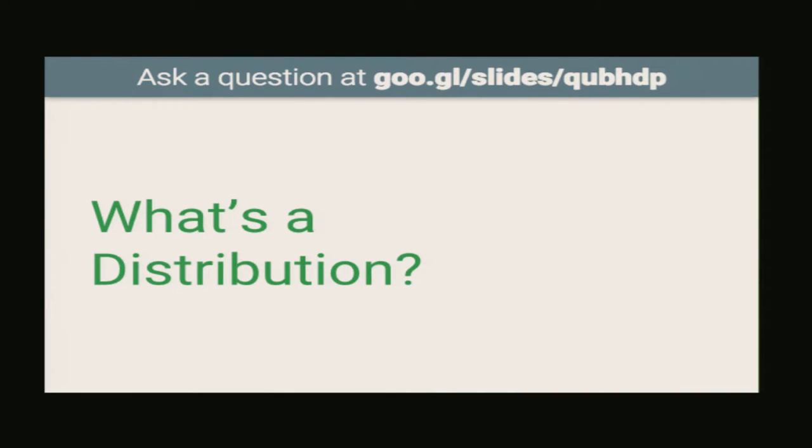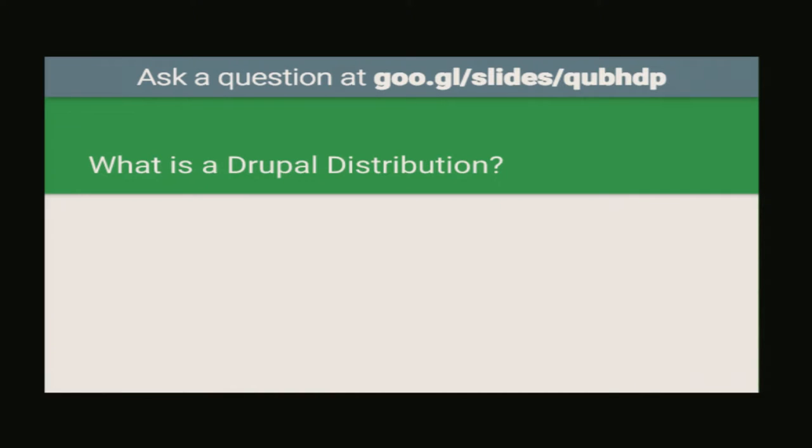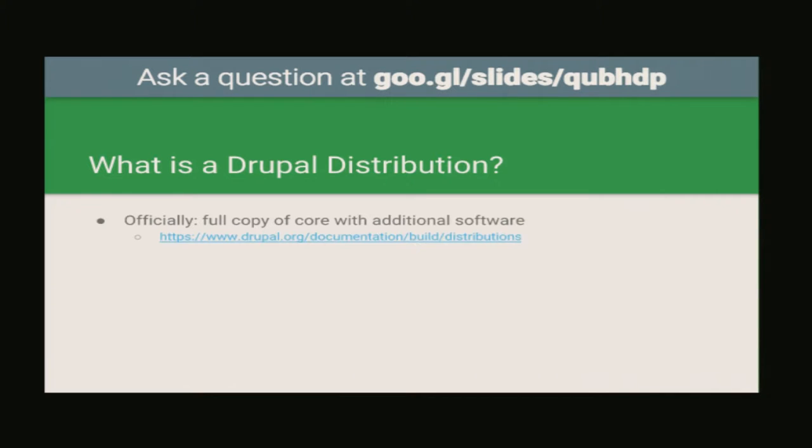So there's a question that we just need to answer right up front, which is, what is a distribution? This isn't just a word that's being thrown around. There's actual semantic meaning in it. So a Drupal distribution, officially according to the Drupal.org documentation, is a full copy of core with additional software. And with that said, it's a framework of dependencies and custom code that will make up a Drupal site.